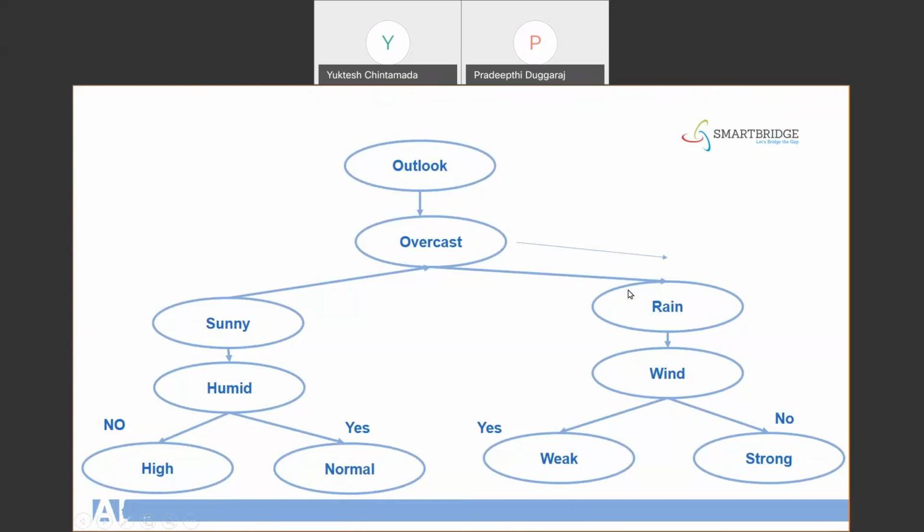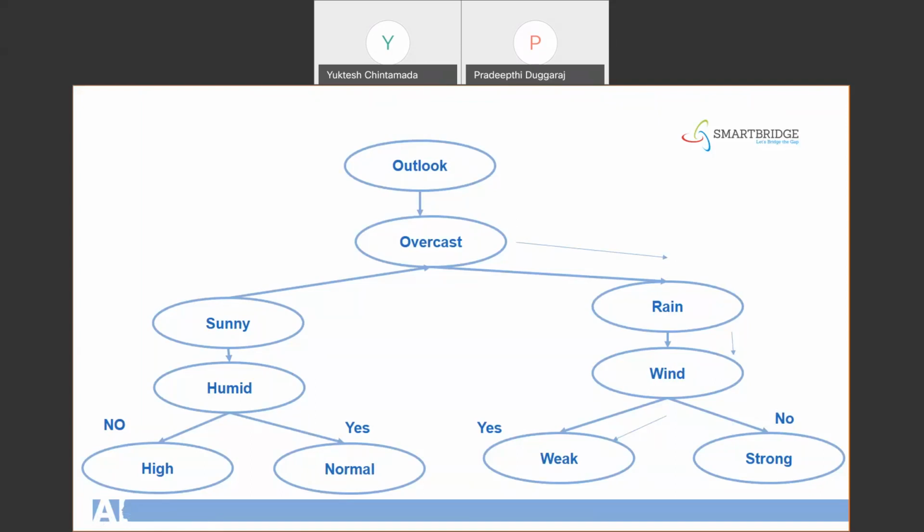Here it is checking only the wind condition, because humidity is in the other node. So there is no need for the humidity case here. Now wind is weak. So the person will play the game. Did you understand how a decision tree is formed, guys? Based on this decision tree, it will predict whether the person will play or not.